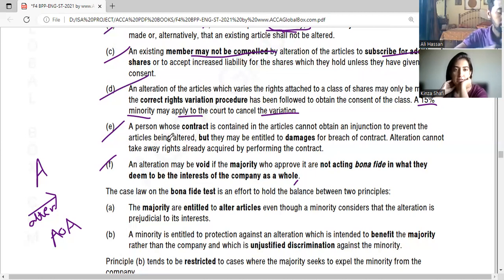Okay, fifth point: a person whose contract is contained in the articles cannot obtain an injunction to prevent the articles being altered, but they may be entitled to damages for breach of contract. Alteration cannot take away rights already acquired by performing the contract. क्या कह रहे हैं? What are they saying?